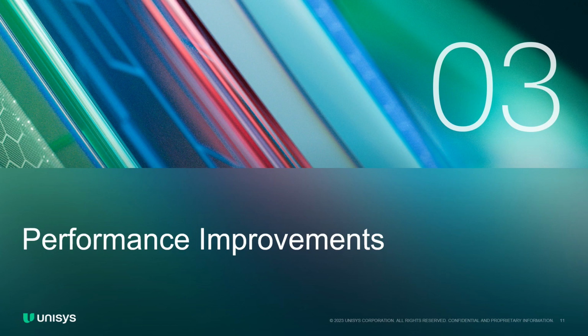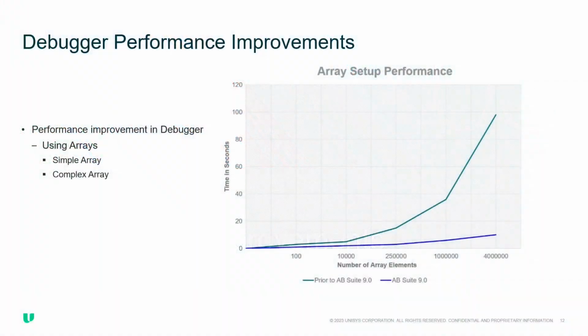Thanks, Shushanta. Now we will have a look at the performance improvements in the Debugger. Performance improvements can be seen while using both simple and complex arrays in the Debugger. As we can see in the graph, as the size of the array grows, there is a huge improvement in performance. For complex arrays, the data may vary based on the size of the array.